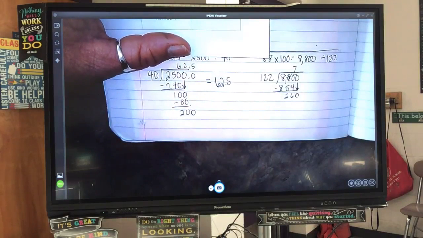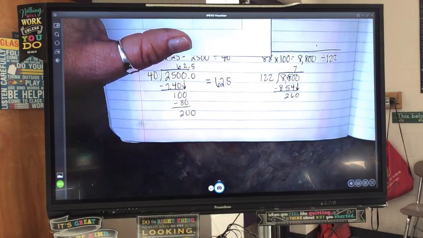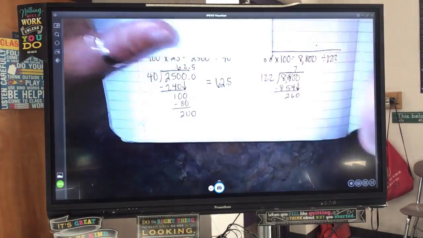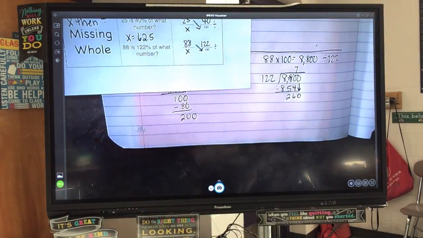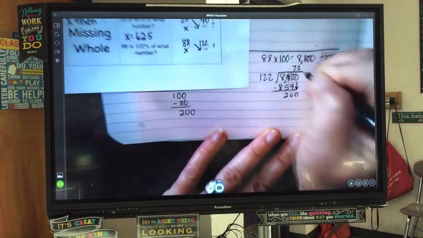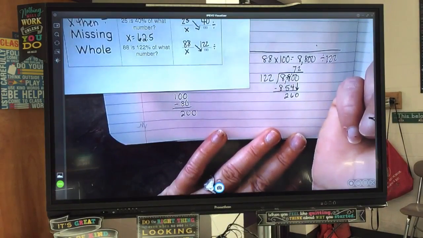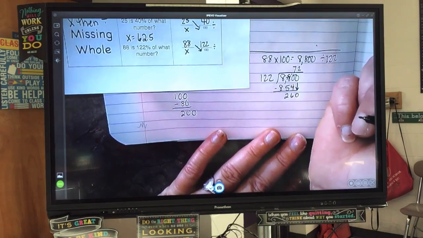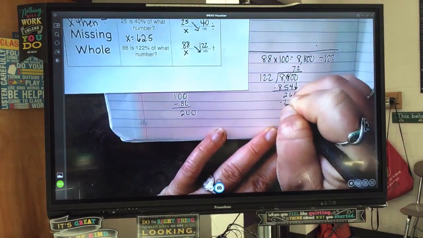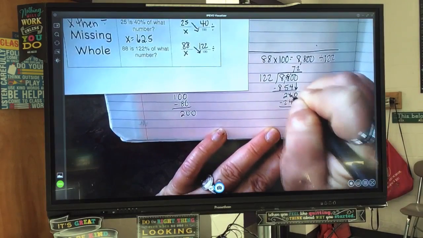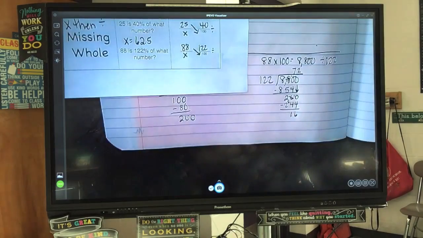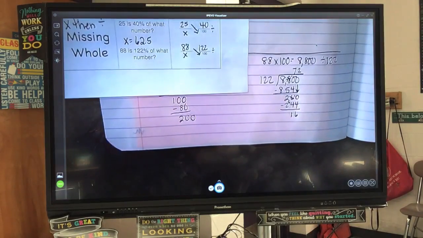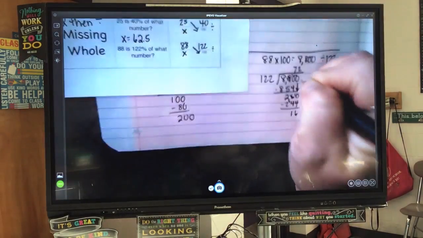Alright, now what do we multiply 122 by to get close to 260? Kaya? 2. What do you get when you do 2 times 122? Alright, what do we do? Do we stop or do we add our decimal and keep going? Add our decimal. Okay.